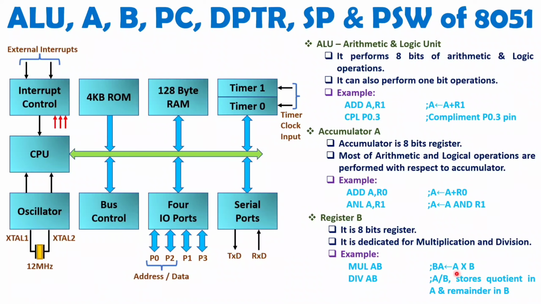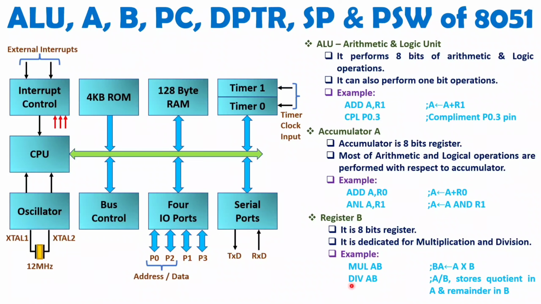When you have two data for multiplication, that data has a size of 8 bits only. Accumulator has a size of 8 bits. This B has a size of 8 bits. When you multiply 8 bit into 8 bit, your answer will be of 16 bits. So the 16 bits get stored inside BA, where B will hold the higher byte and A will hold the lower byte. That is how it is stored inside BA. So B is dedicatedly provided for multiplication and division.